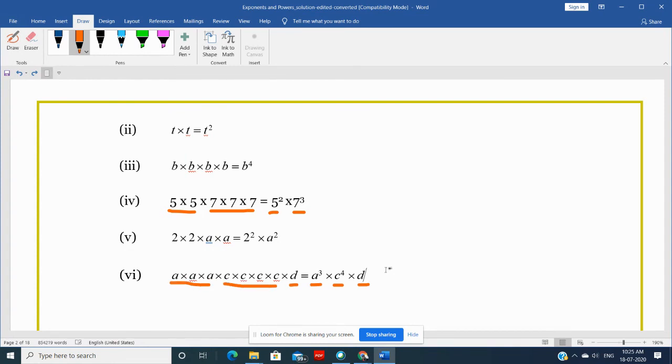Just a minute. Okay. So you can just write down, if there is no power, it means that 1 is power. This is very important. You can write down in your note. So this is how I have explained the first two sums.